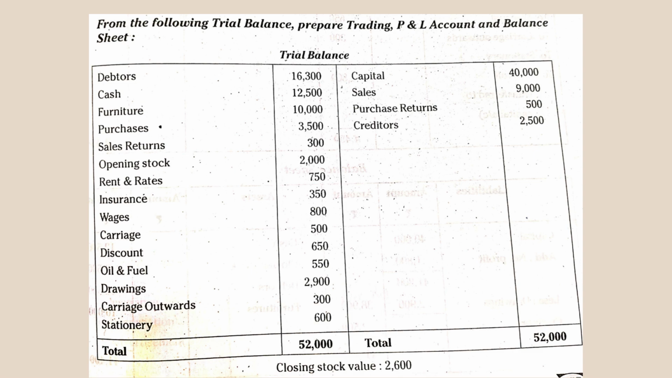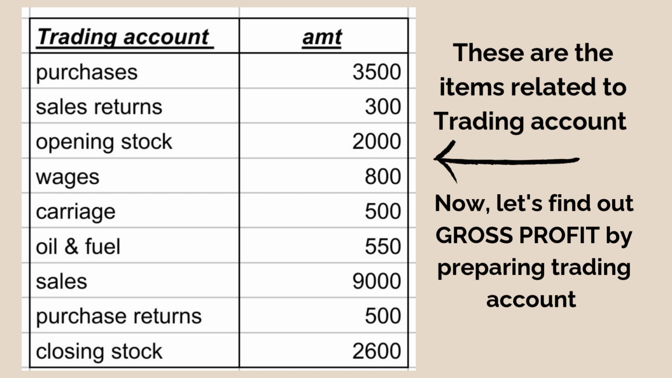Now let's begin with the solution part. In the next clip I have mentioned all items related to trading account. Let's see that. I have separately mentioned all trading items: purchases, sales returns, opening stock, wages, carriage, oil and fuel, sales, purchase returns and closing stock. These are the items related to trading account. Now let's find out the gross profit by preparing the trading account. I will also explain the meaning of gross profit at the end of the preparation of the trading account.